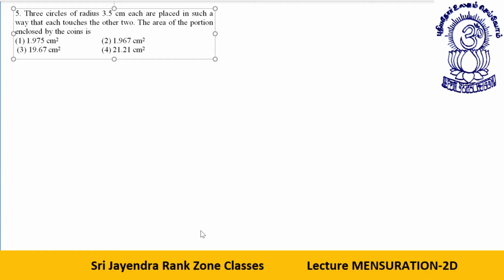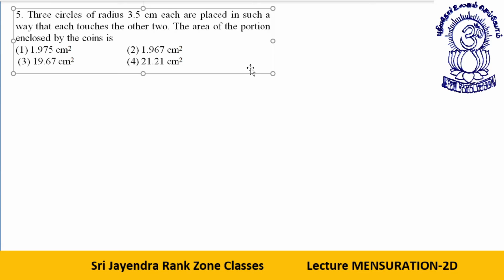Three circles of radius 3.5 centimeter each are placed in such a way that each touches the other two. Okay. The area of the portion enclosed by the coins or circles, whatever it is, it doesn't make a difference. 3.5 are placed in such a way that each touches the other two. The area of the portion enclosed by the coins is.